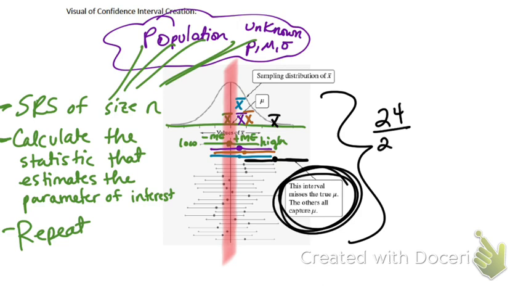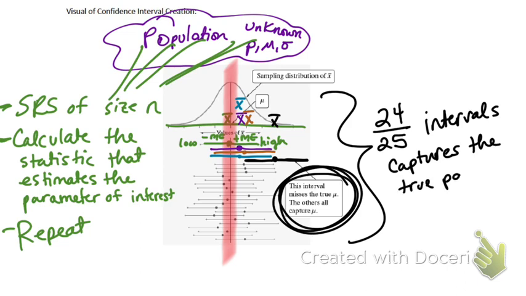24 of the 25 that we're done here. 24 of the 25 intervals captured the true parameter. Why does that matter?